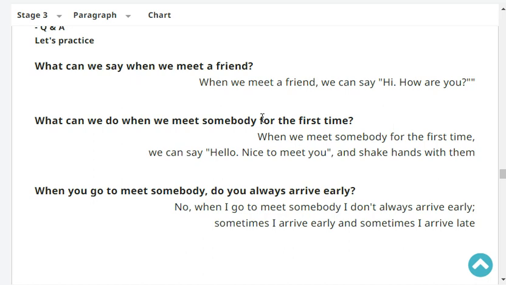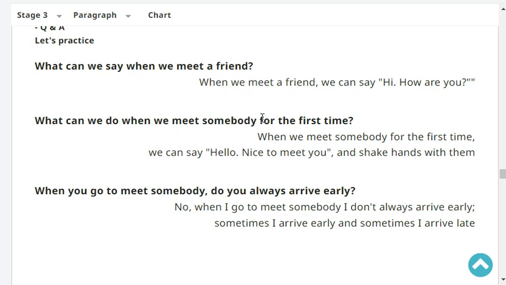What can we do when we meet somebody for the first time? When we meet somebody for the first time, we can say hello, we can say nice to meet you, and shake hands with them.